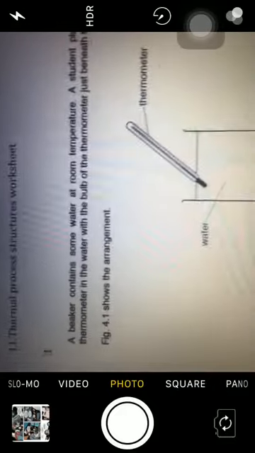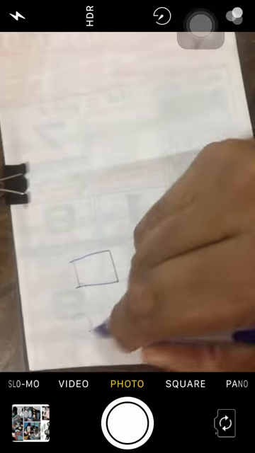So we're looking at this question, thermal processes worksheet, question 1. What is happening here is there is a beaker of water and there is a fan which is blowing air. So basically it is creating a draft of wind.